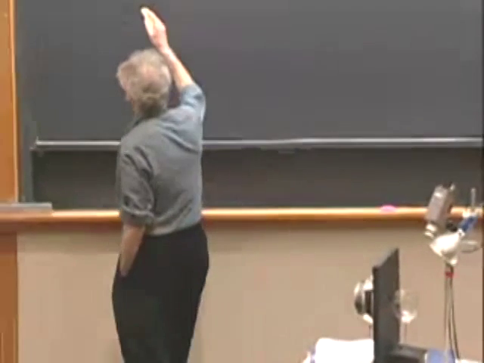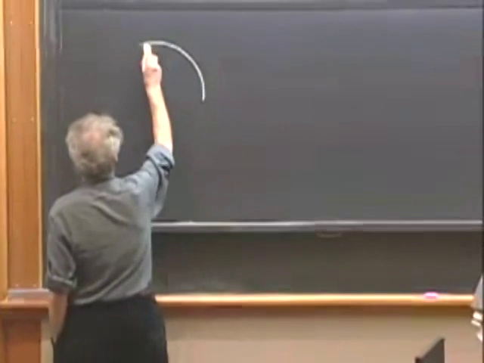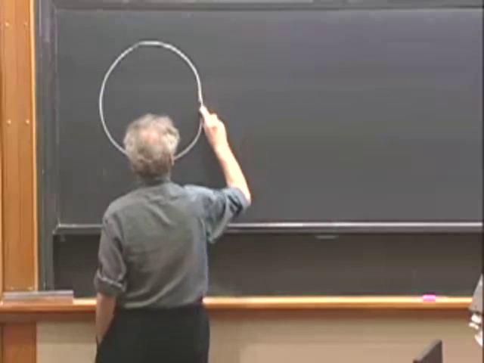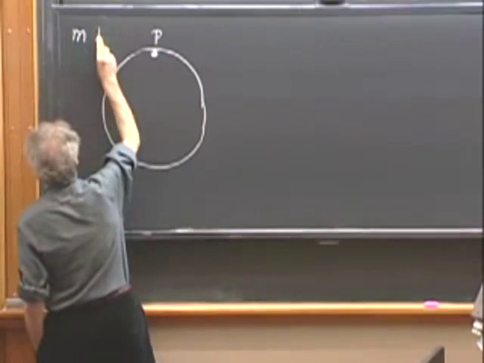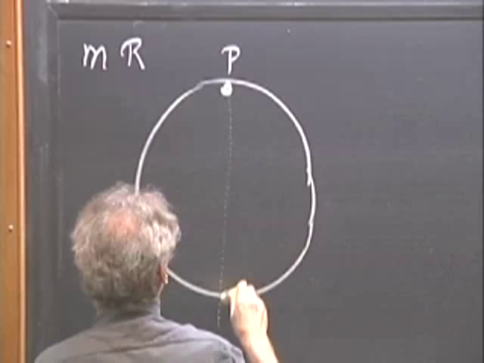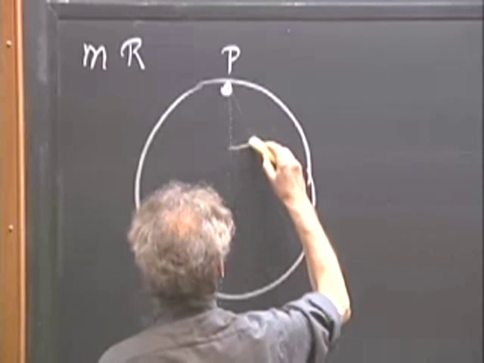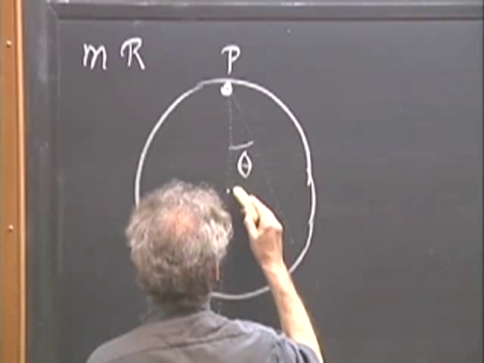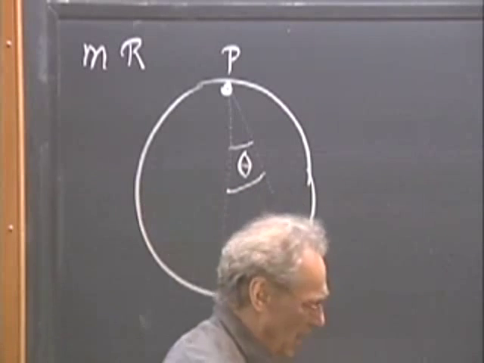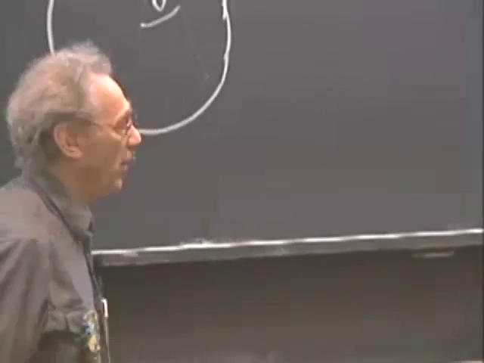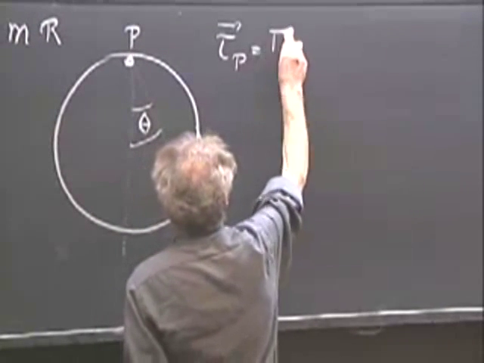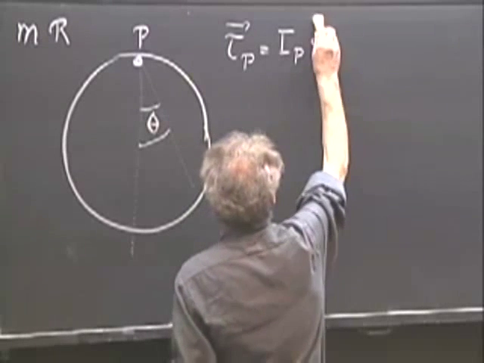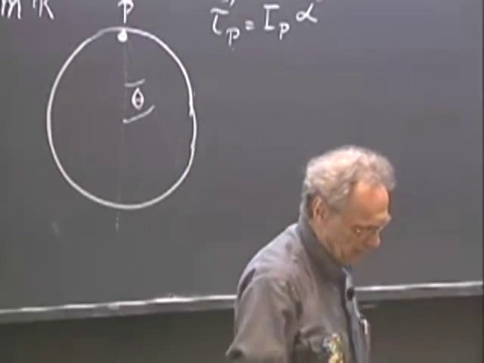I want to start with the physical pendulum, with exactly the same one that I discussed during my first lecture. This is a hoop, has mass m and radius r, and we were calculating the period of this hoop as it oscillates. And we did that using the famous torque equation from 801. The torque relative to point P is the moment of inertia relative to point P times the angular acceleration alpha.